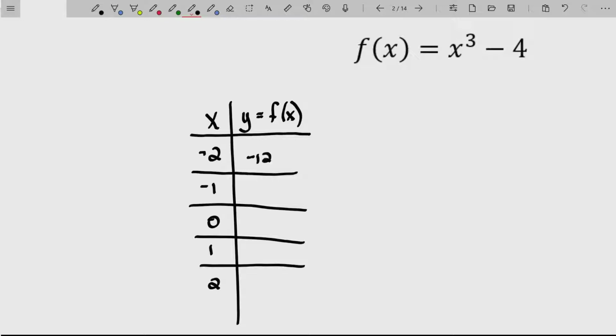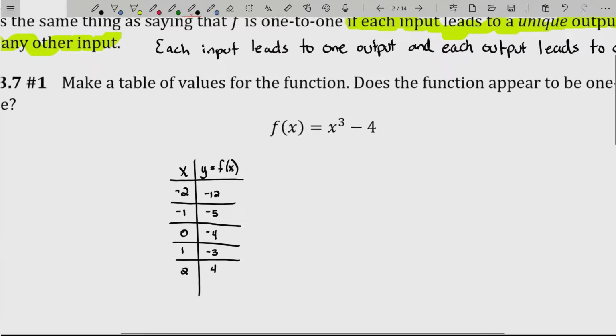symmetry, I guess. If you were to plug in -2 to the function, you get -8 minus 4 or -12. If you plug in -1, you get -1 minus 4, which is -5. If you plug in 0, you get 0 minus 4, which is -4. And finally, or not finally, but if you plug in 1, 1 minus 4, -3. And 2, that'd be 8 minus 4, which is 4. All right. So, made a table of values.